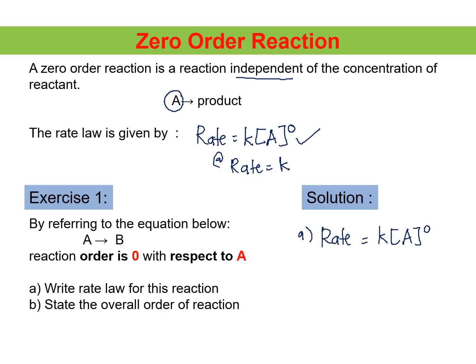So you can simplify this rate law, which is rate equals to K, because concentration A power of 0 will become 1. So the overall order is X plus Y if you have two reactants. But for this case, you only have one reactant. So the answer is 0 order.